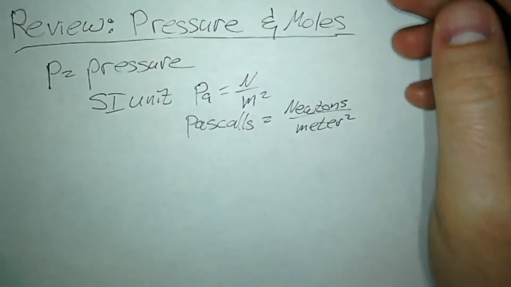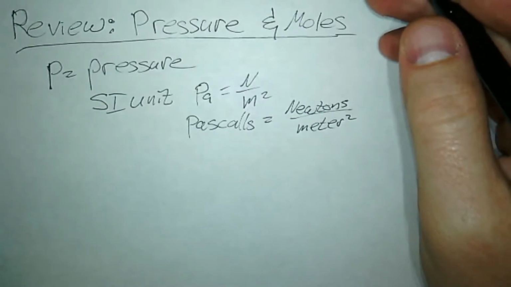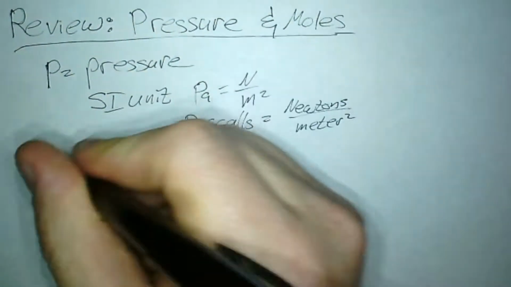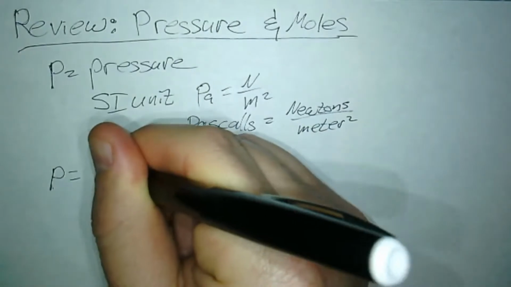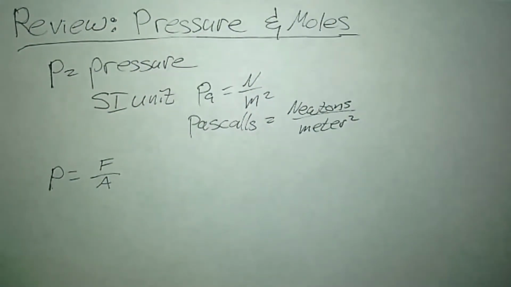What is it conceptually? Pressure is a force that is distributed over an area. And so we are actually going to use this very simple formula of pressure equals force per area. So that's why it has units of newtons per meter squared.